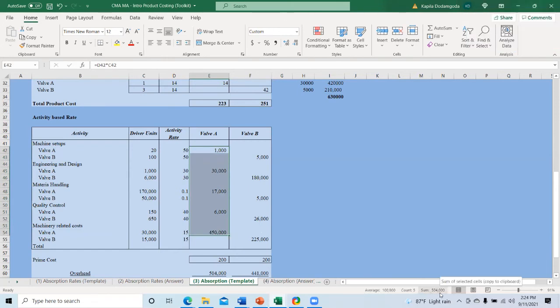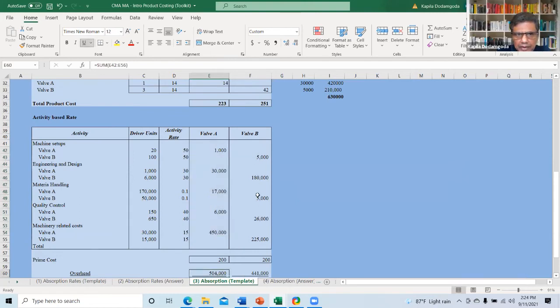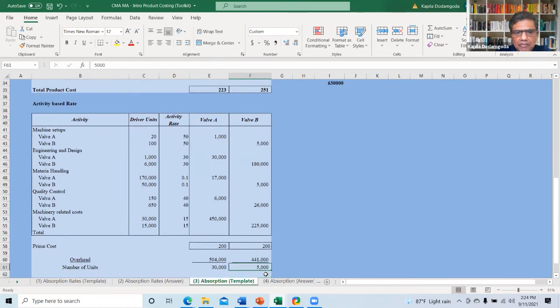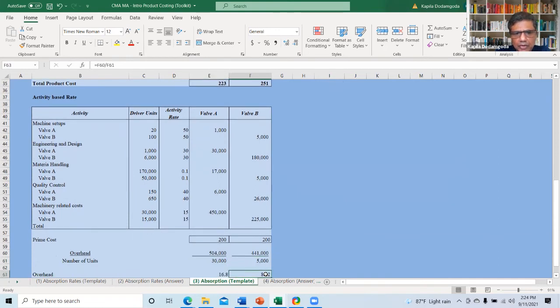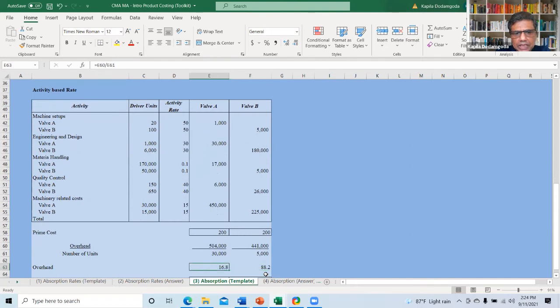$504,000 is the overhead that should be absorbed by valve A. And when you add all this together, $441,000 is what should be absorbed by valve B, right? And then when you do the calculation, valve A we have 30,000 units, valve B we have 5,000 units. So therefore, overhead per unit will be 16.8 on valve A and 88.2 on valve B, right?